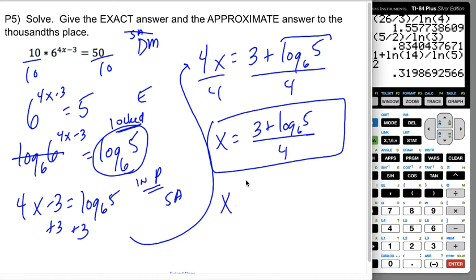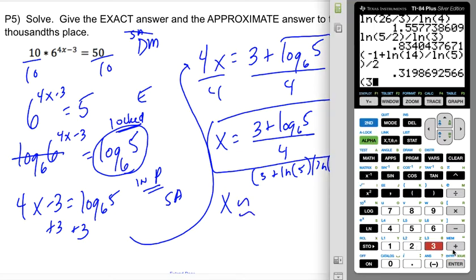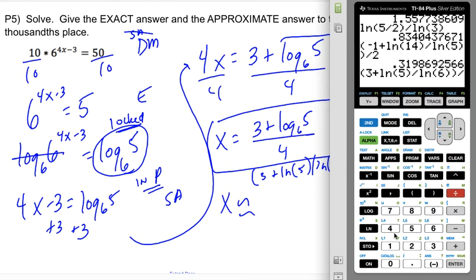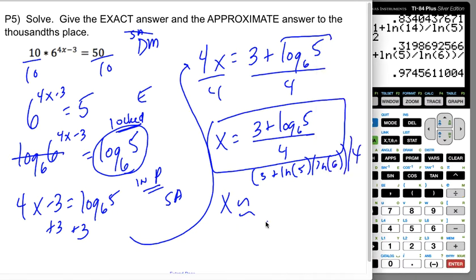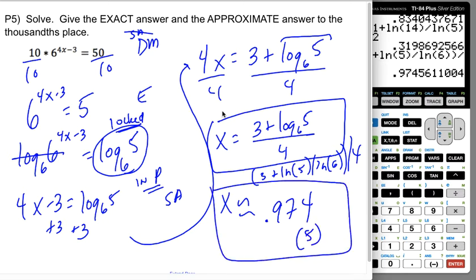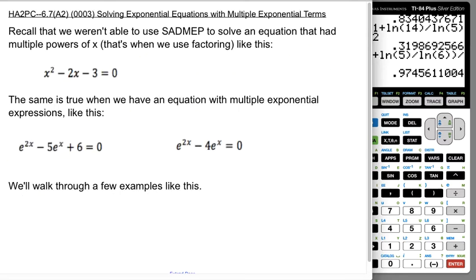If I want to approximate my answer, I'm going to type it in as 3 plus the natural log of 5 divided by the natural log of 6 all over a 4, right? So my x is approximately, we're going to do 3 plus the natural log of 5 divided by the natural log of 6. Close the numerator as well, divided by 4. I get that this is approximately a 0.974 or 5, depending on if you round or truncate. So again, exact answer, approximate answer. And you're not always going to be asked to approximate, so make sure you read the instructions. All right, cool. Next video.